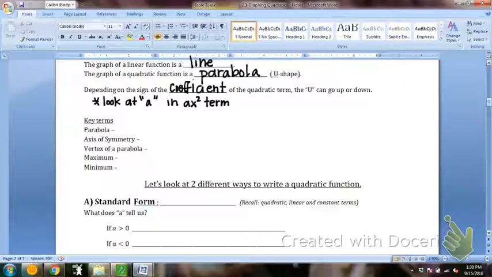The definition of a parabola is the graph of a quadratic equation. And we're going to say quadratic function instead. And I'm going to abbreviate function with fxn. Yes, I know that there is no x in function, but that's just how we're going to abbreviate it, okay? So parabola is the graph of a quadratic function. It's the U shape.